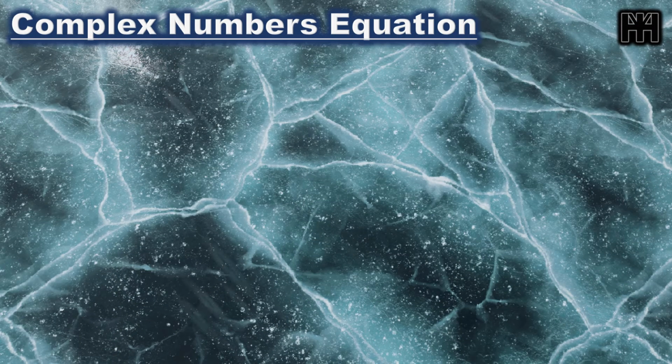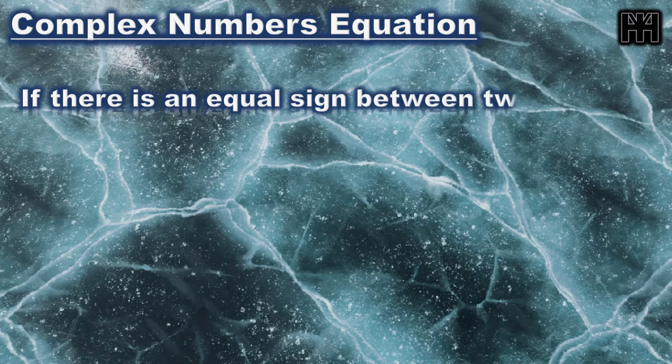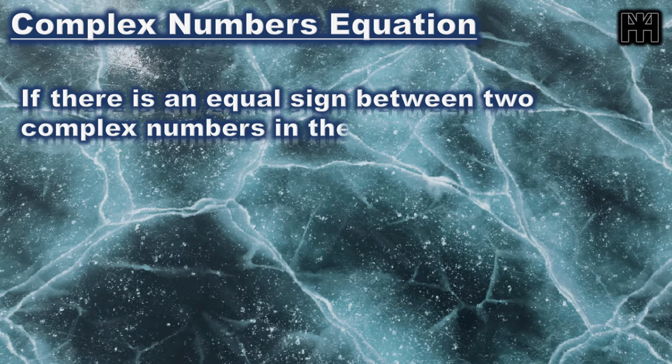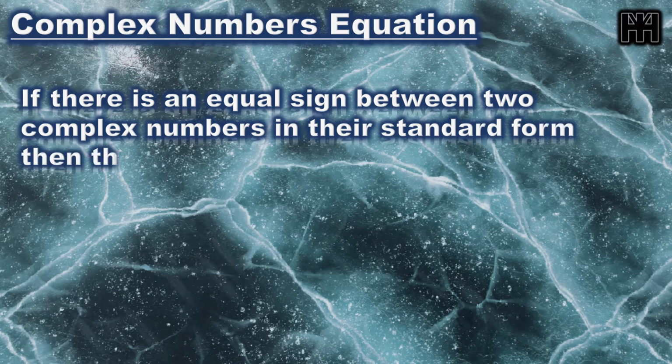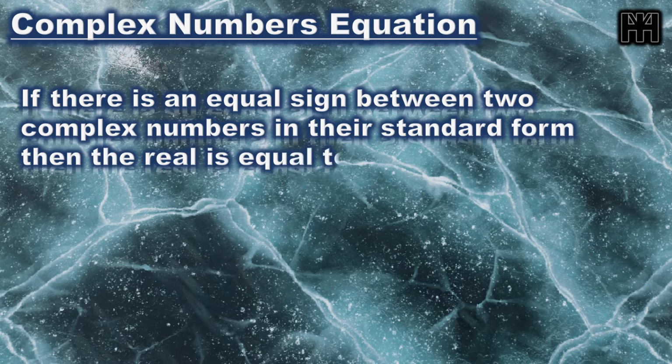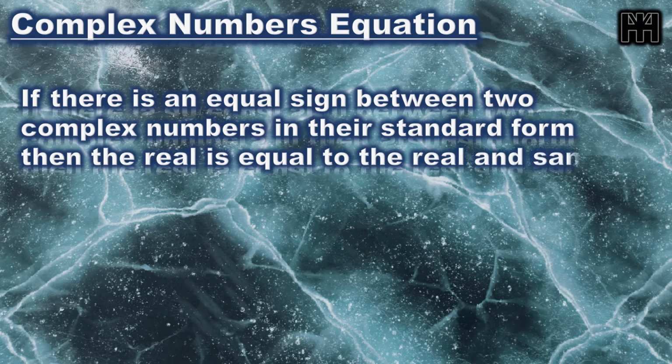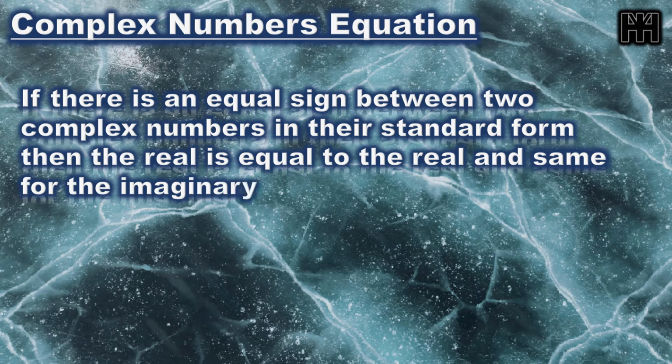Complex number equation. When I say equation, we have an equal sign, two complex numbers equal to each other. If there is an equal sign between two complex numbers in the standard form, we must know that the real will be equal to the real and the imaginary also will be equal to the imaginary.